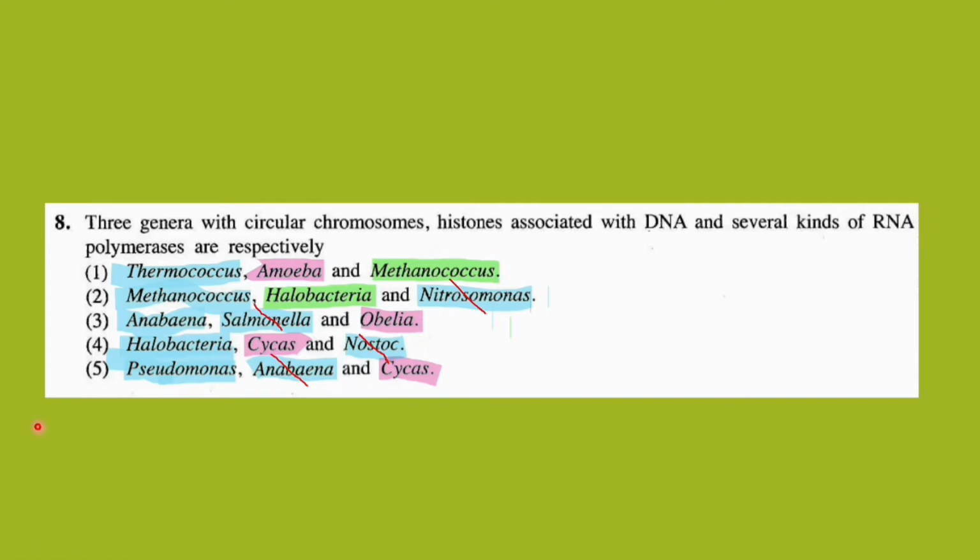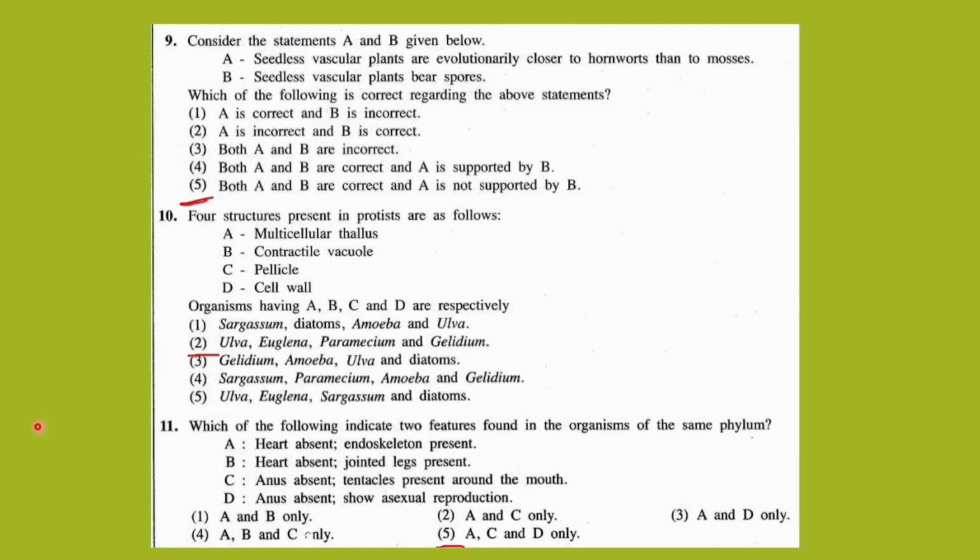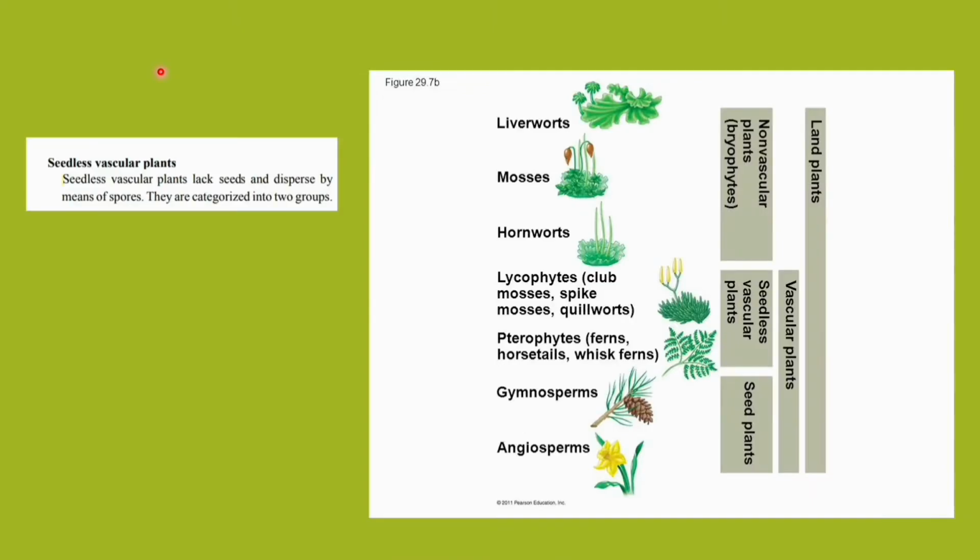The next question, they have given two statements, statement A and B, and we have to say whether they are correct and whether they are supporting each other or not. The first statement A: seedless vascular plants are evolutionary closer to hornworts than to mosses. So this is the order of evolution.